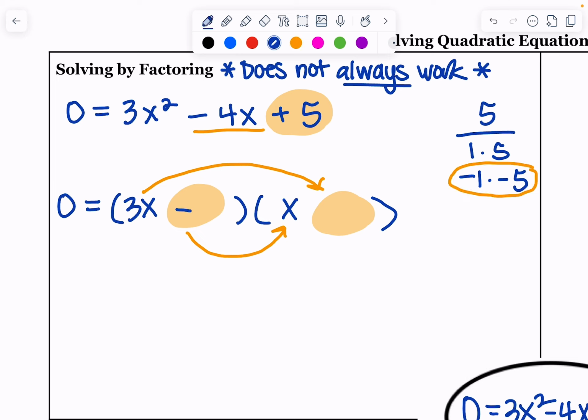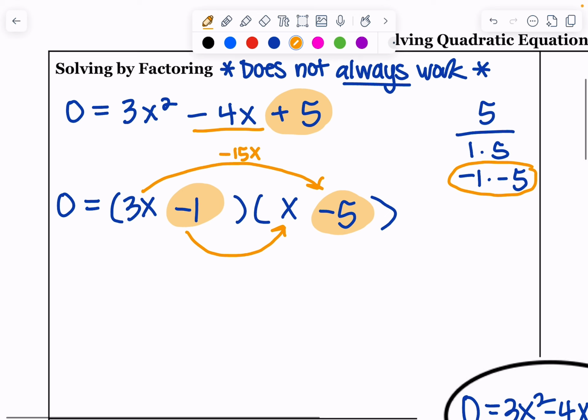So to start, let's try a -1 here and a -5 here and check the loops. So this top loop would be -15x and our bottom loop would be -1x. When we combine them, we get -4x, and so this one is not correct. So let's try switching those. So we'll do -5 here and -1 here, and let's check the loops on this one. The top loop is 3x times -1, which is -3x. The bottom loop is -5 times x, which is -5x. Those combine to -8x, so this also does not work.